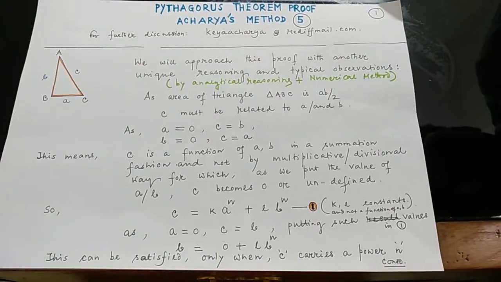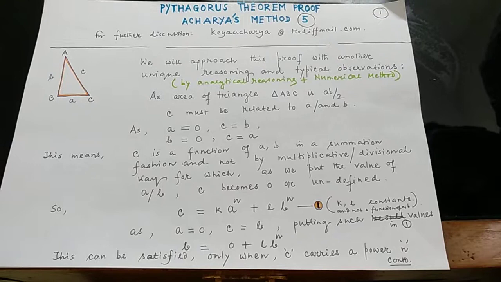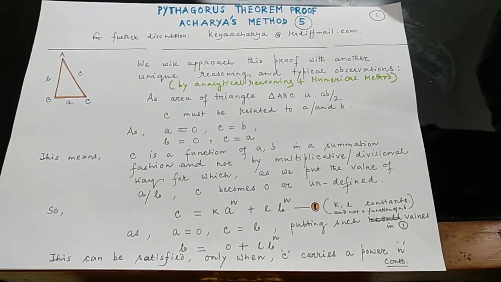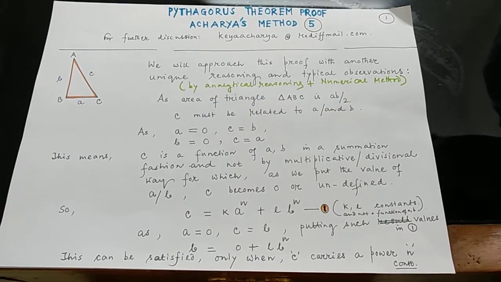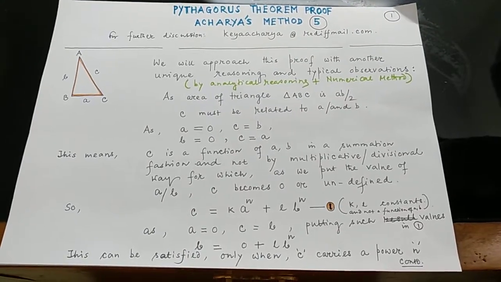Dear friends, again I have come up with another proof of Pythagoras theorem. This is again I have named as Acharya's method number 5.